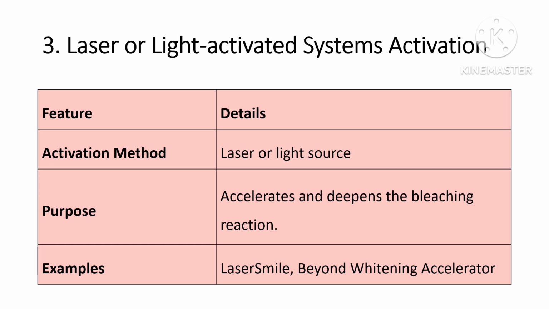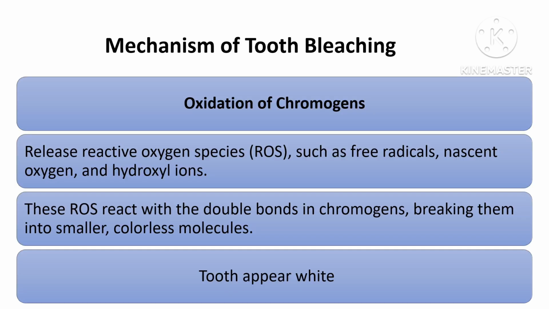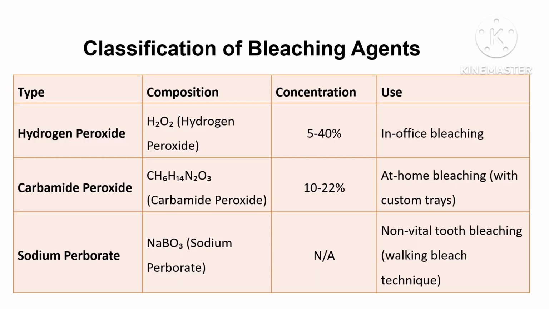If we talk about the mechanism of action of tooth bleaching agents, then bleaching agents like hydrogen peroxide or carbamide peroxide release reactive oxygen species such as free radicals, nascent oxygen, and hydroxyl ions. These reactive oxygen species react with double bonds in chromogens, breaking them into smaller colorless molecules. The procedure reduces the concentration of pigmented compounds, making the tooth appear white.